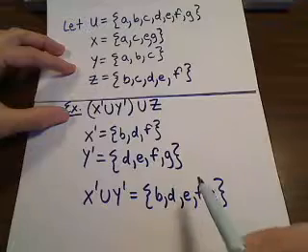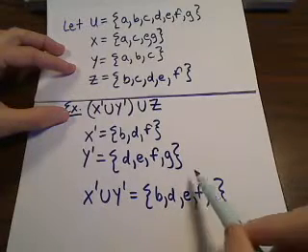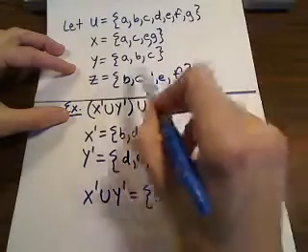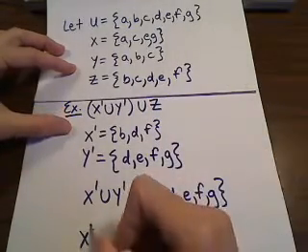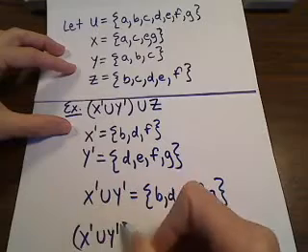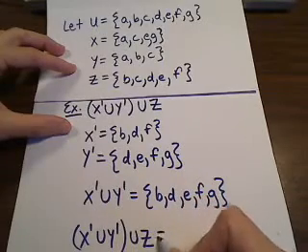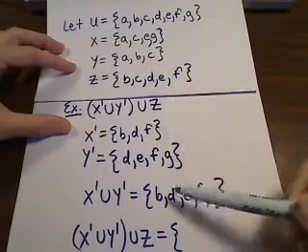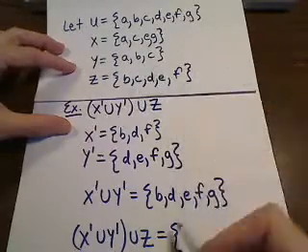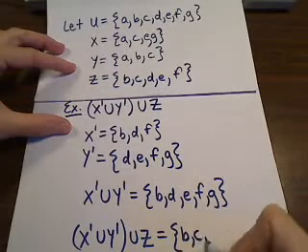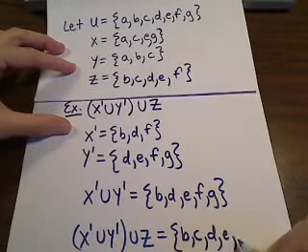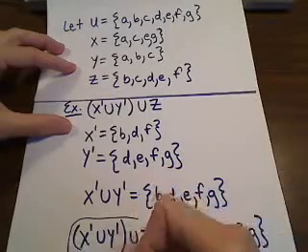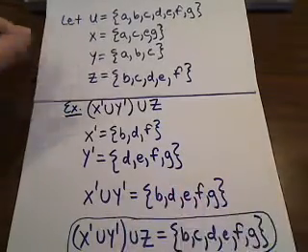And then I'm taking this result and unioning that with Z. So that's unioning it with this. X naught union Y naught, union that with Z, is going to be the set containing all of these elements and all of these. So we have B, C, D, E, F, and G. That would be the answer right there for that one.